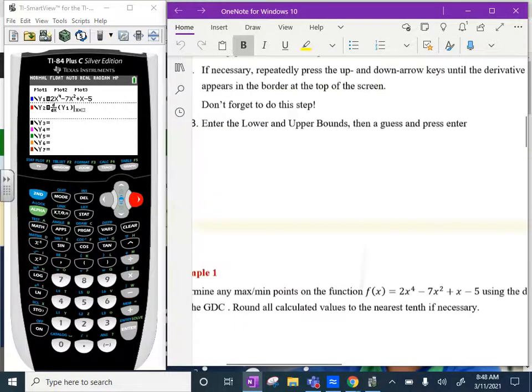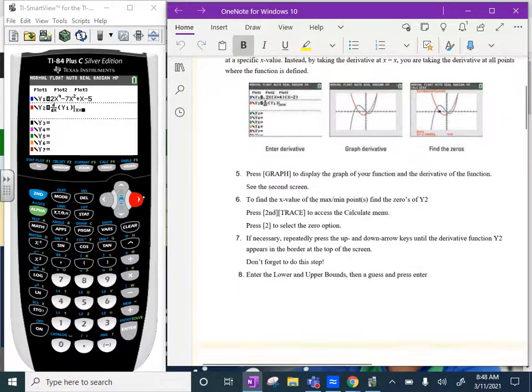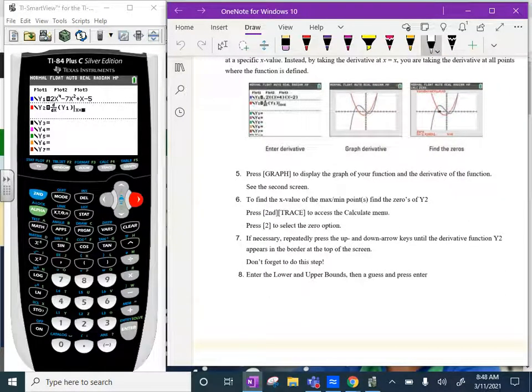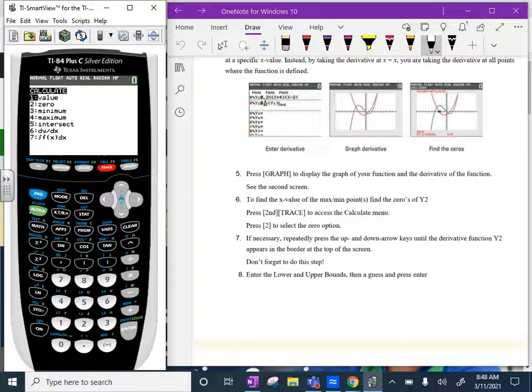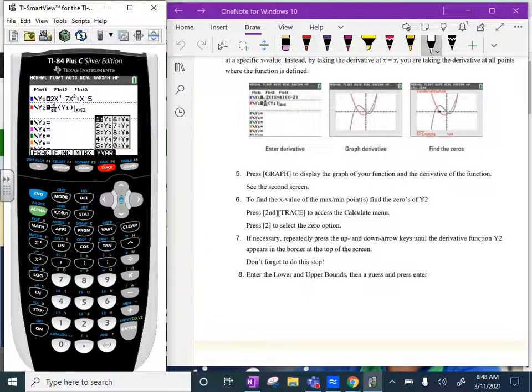Okay. If you look in your instructions up here, these instructions are for the calculators that have the newer operating system. You can find it if you just go alpha trace, not second trace. Again, you will only have these operations if you have the new operating system. That's why I showed the other way, because that works for all the calculators.